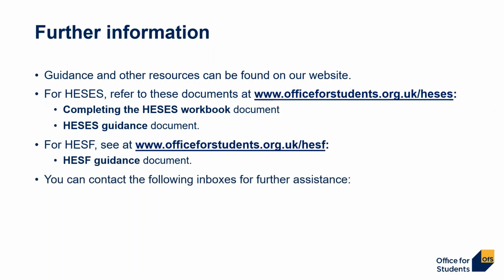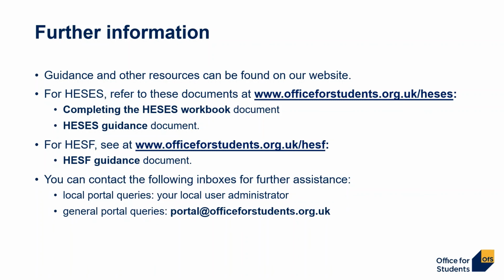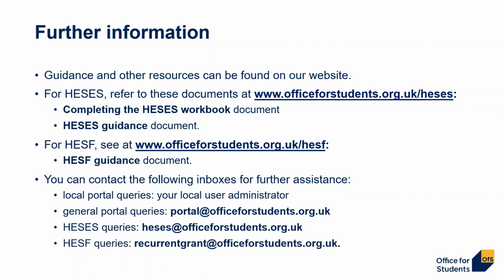You can also contact the following inboxes for further assistance. For local portal queries, remember that in the first instance your local user administrator may be able to assist you. For more general portal queries, please contact portal@officeforstudents.org.uk. For HESES queries, write to HESES@officeforstudents.org.uk. And for HESEF queries, please write to recurrentgrant, all one word, @officeforstudents.org.uk.